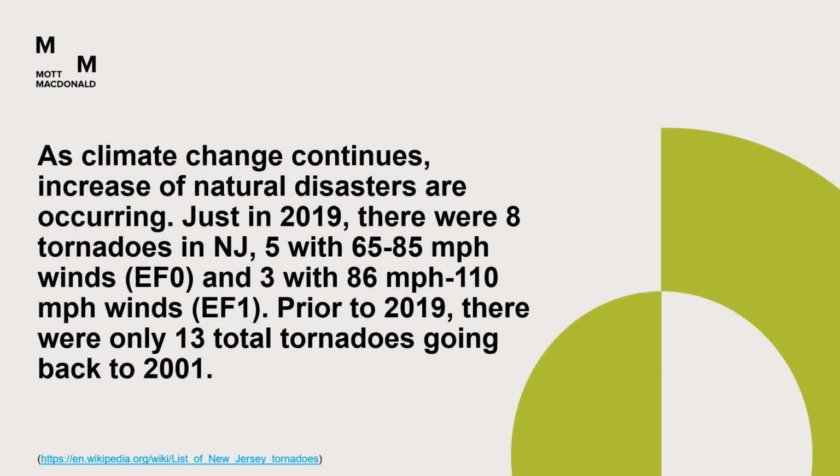As climate change continues, an increase of natural disasters is occurring. Just in 2019, there were 8 tornadoes in New Jersey, 5 with 65 to 85 mile an hour winds, known as EF0, and 3 with 86 to 110 mile an hour winds, or EF1. Prior to 2019, there were only 13 total tornadoes going back to 2001.